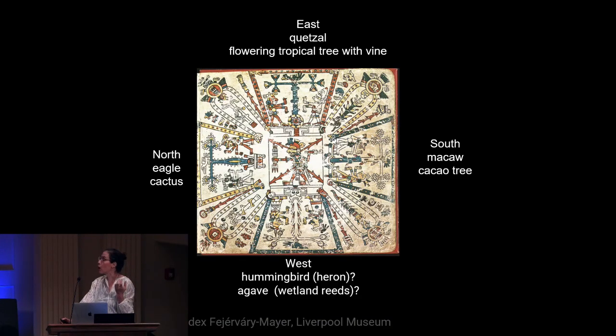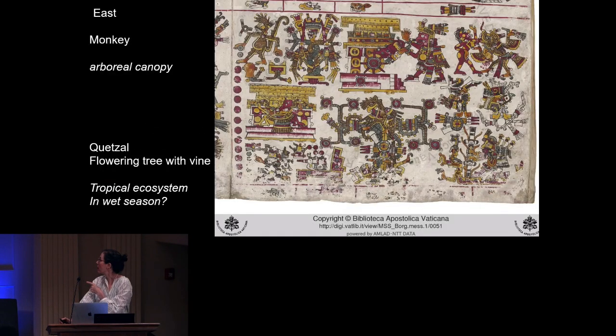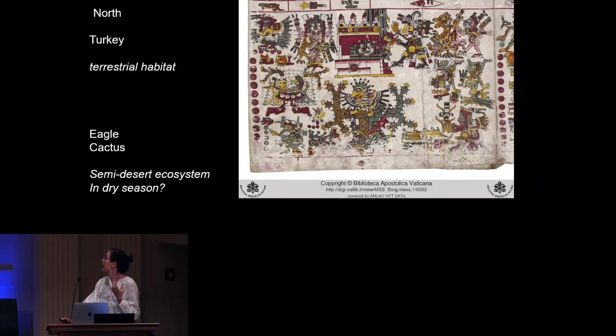and north and west, the high altitude desert plateau. And the Quetzal bird is the exemplary bird here, and I'll show a little bit with a different version of the cosmogram, where the Quetzal is paired with a flowering tree with a vine, a quintessentially tropical pairing of ecology. And so the Quetzal is the representative of this ecology.